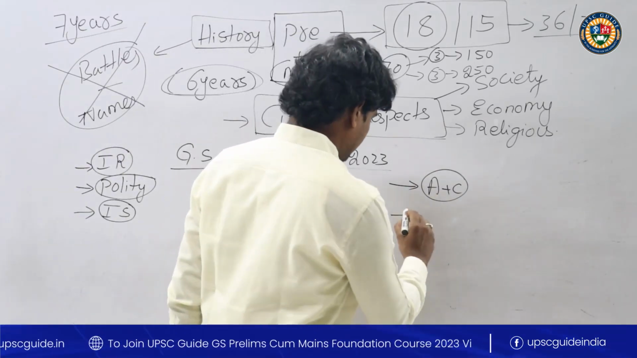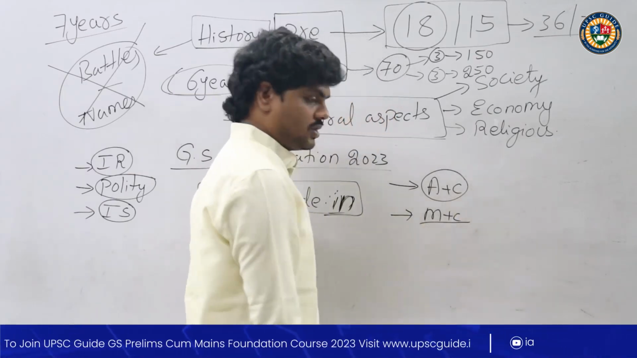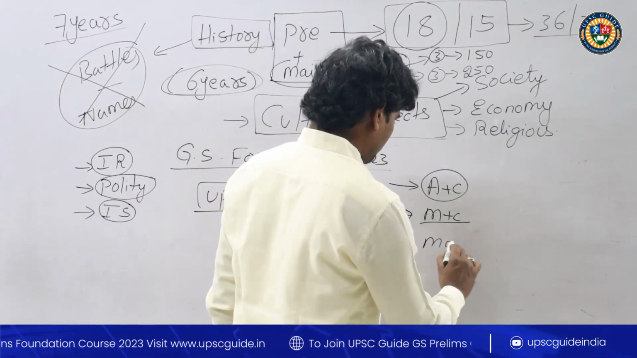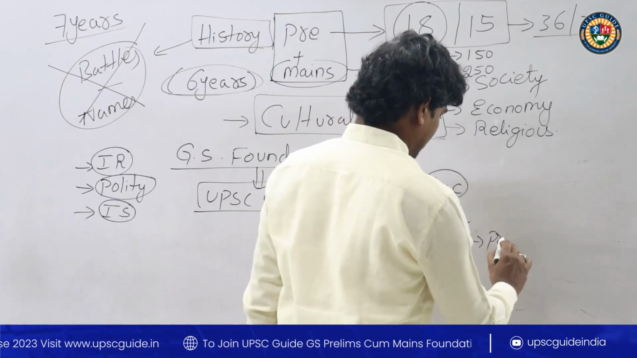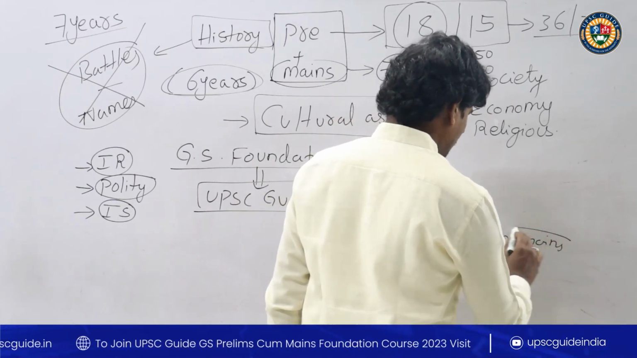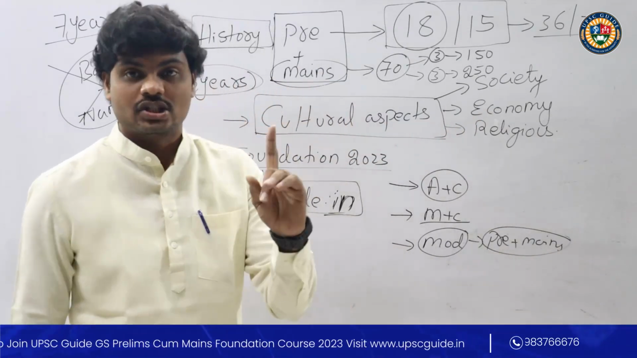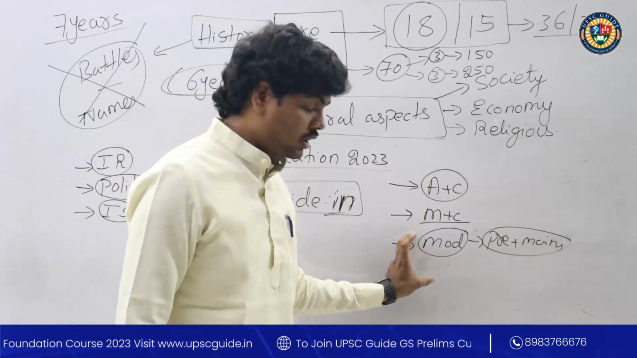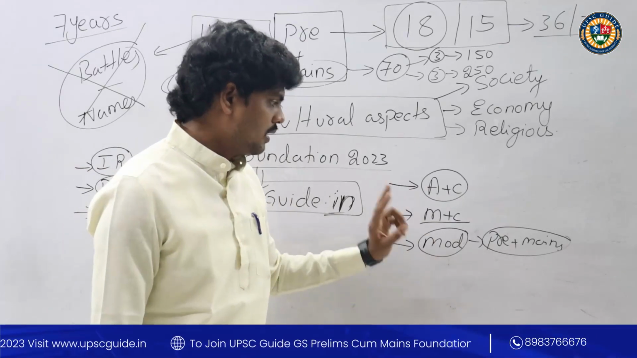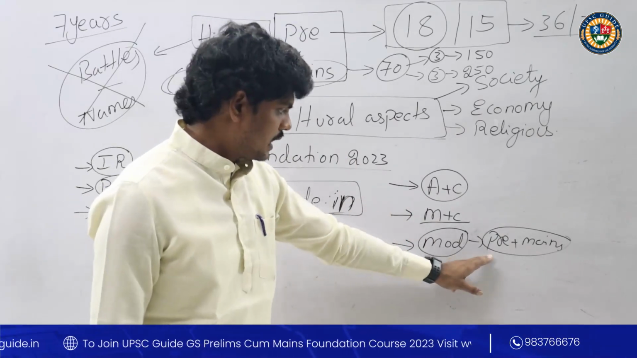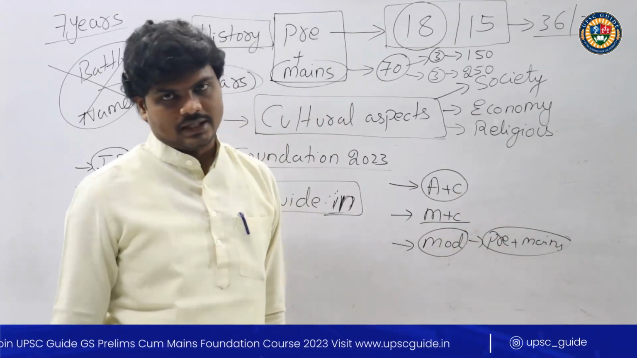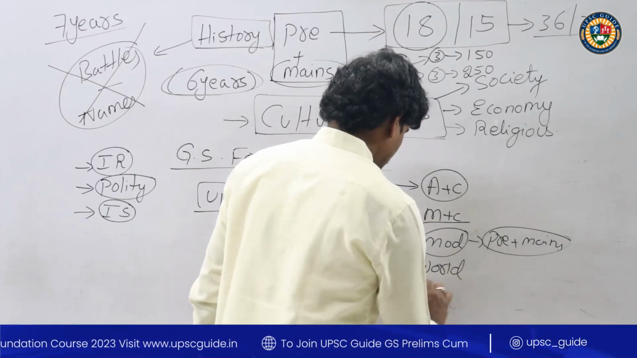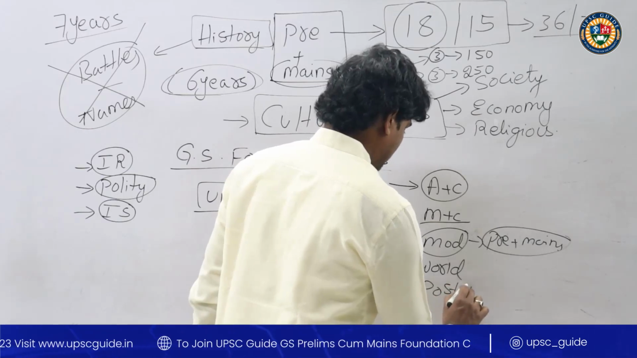Even when we are discussing medieval, I used to attach some cultural elements along with it. And modern is very important for both prelims and mains. That's the reason I used to take around 25 to 30 sessions, which cover lots of information in modern. Every important aspect will be covered in the modern module, because it has great importance in prelims as well as mains. And after modern, we used to go for world history and also post-independence India.